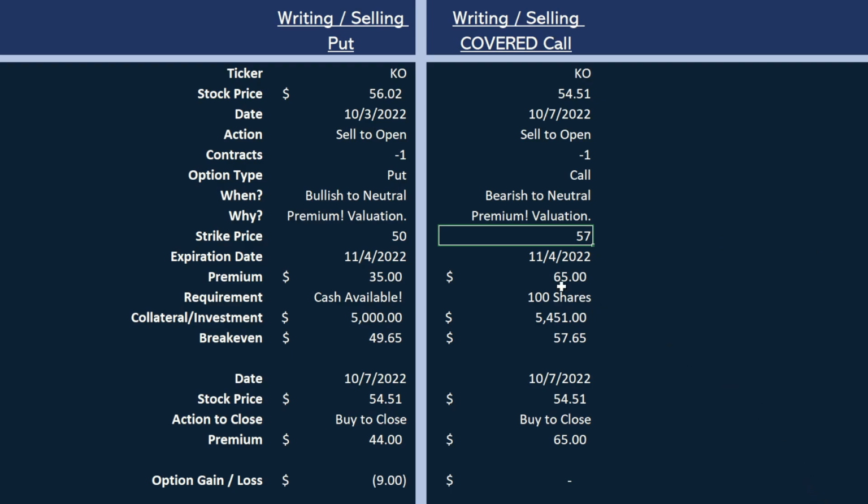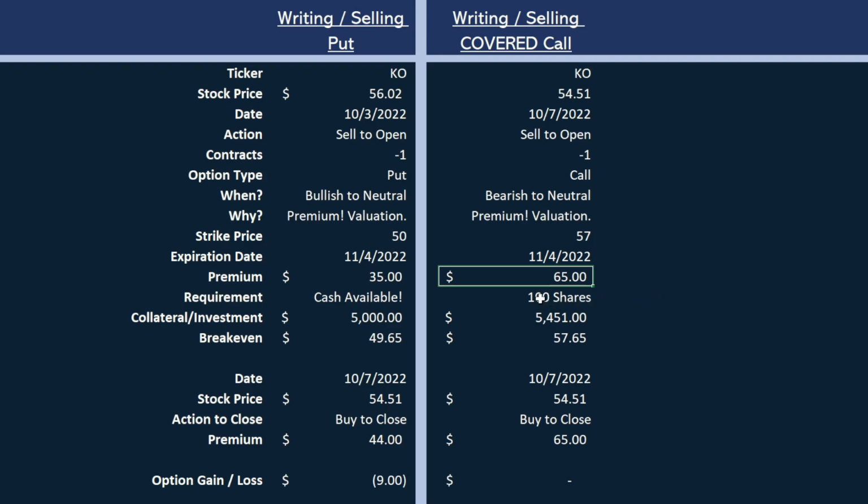Now I picked the same expiration date as that put we sold. So it's out about 3 or 4 weeks from now. And for doing this, I get a premium right now of $65. I'll show you that trade in a little bit on Fidelity. So I get to put that in my pocket and walk away, go get my sushi dinner.